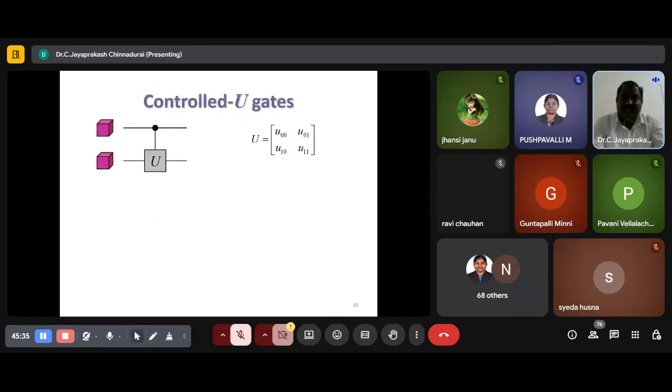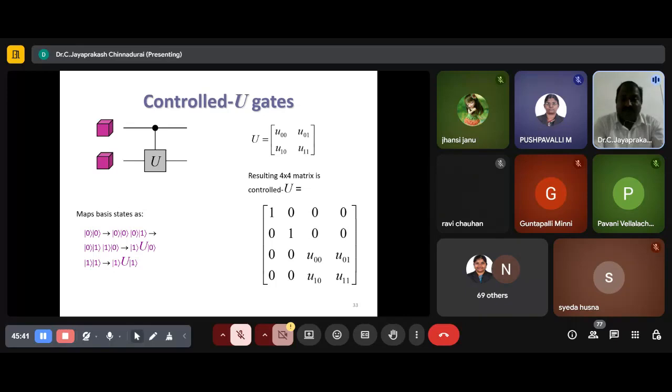And the controlled U gates, we already discussed that. If you have a controlled gate, we already know that when the control value is 1, the output must be flipped or inverted. The same applies if you use the controlled U gate for the product of I with U. With a controlled U gate, the output will vary.